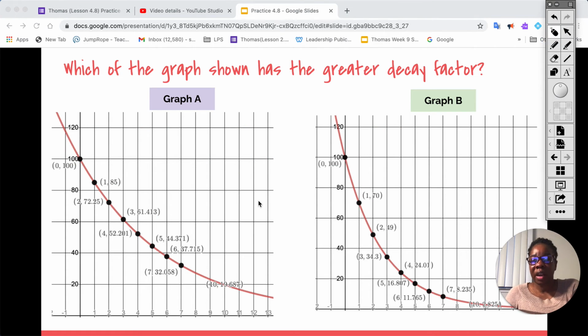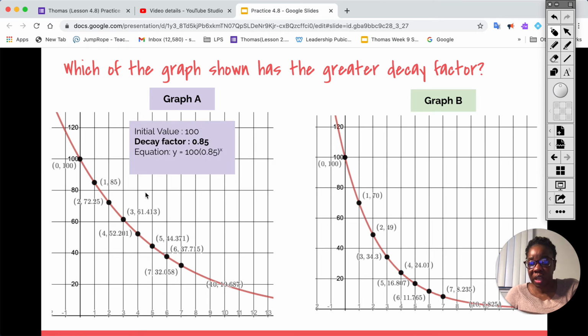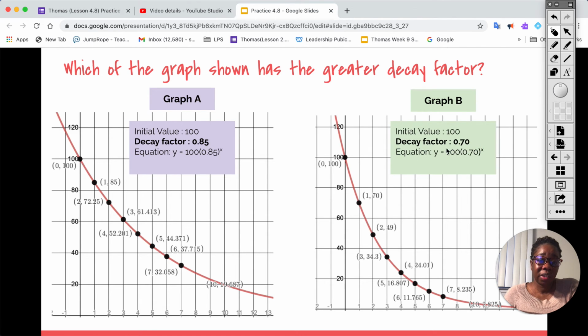So when we look at graph A, we can clearly see that its initial value is 100, the decay factor is 0.85 based on what we were asking previously. So the equation would be y is equal to 100 times 0.85 raised to the x. And then for graph B, the initial value is the same, the decay factor is 0.7. And the equation would be y is equal to 100 times 0.70 raised to the x.